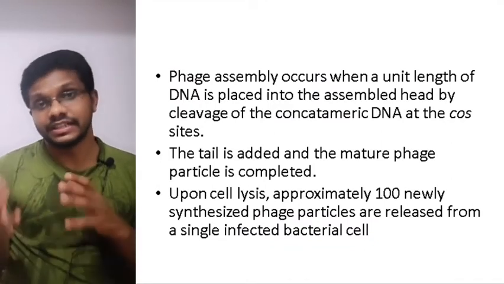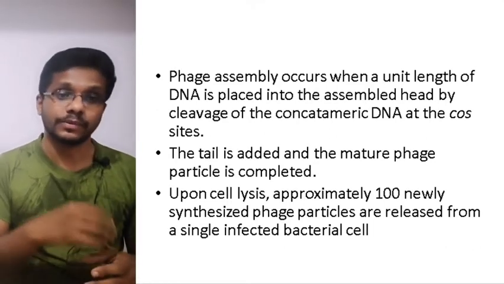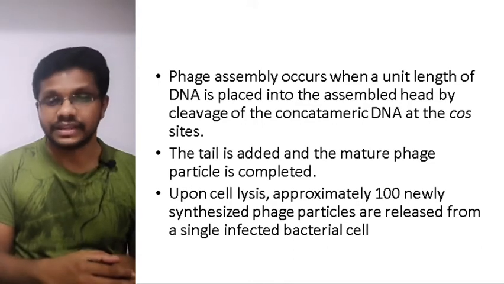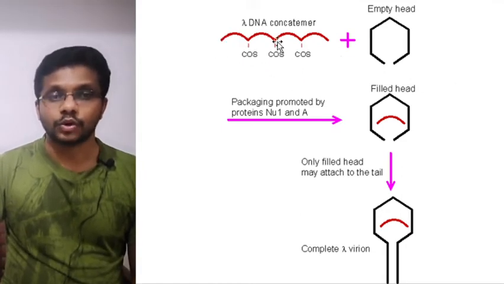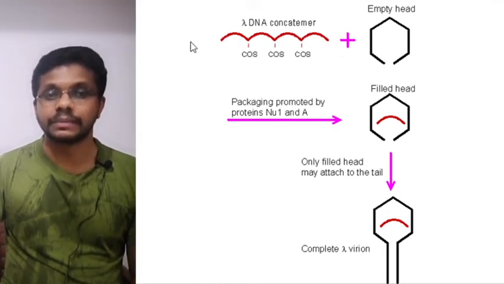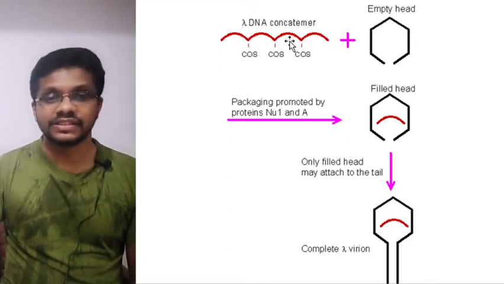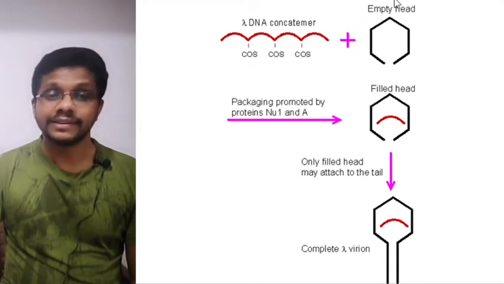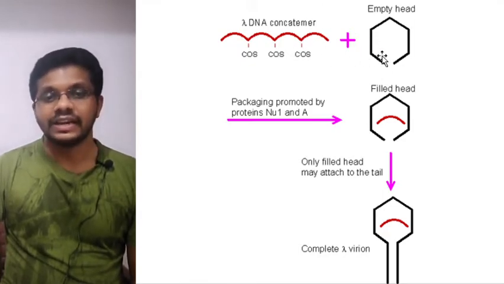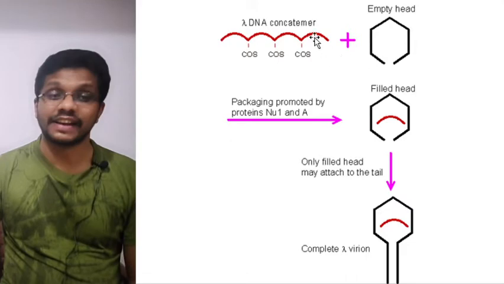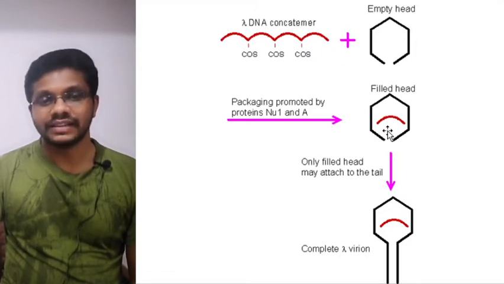So once we have the DNA, and the late transcription is producing head and tail proteins, there is a process of phage assembly. Phage assembly is done in different steps. So we have the concatameric DNA, which has multiple viral genomes in a single linear DNA, and we can see the cos site here, and here is an empty head. So this empty head combines with the concatameric DNA, and the head has some endonuclease activity, so it will cleave the DNA at the cos site. Out of this concatameric DNA, one piece is cut and inserted into the head.